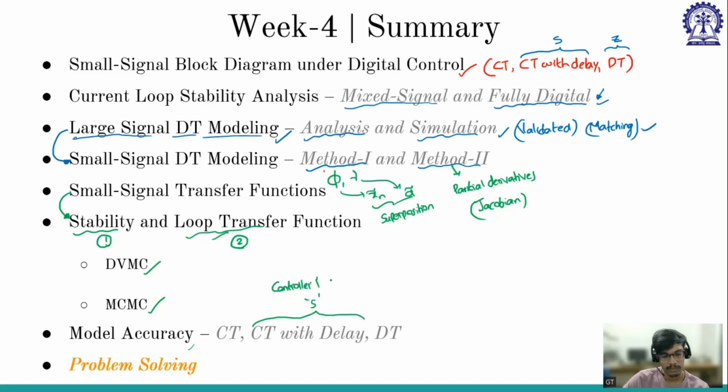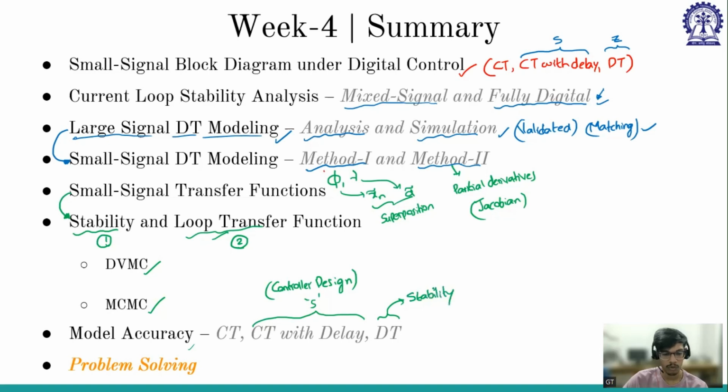And we have seen that it is matching till Fs by 10, which is sufficient for the controller design. But it will be failing to completely give us the information regarding the stability. So for stability aspect, we need discrete time.